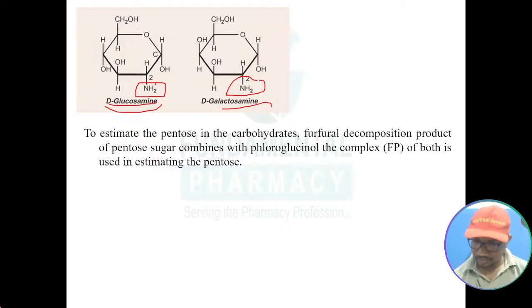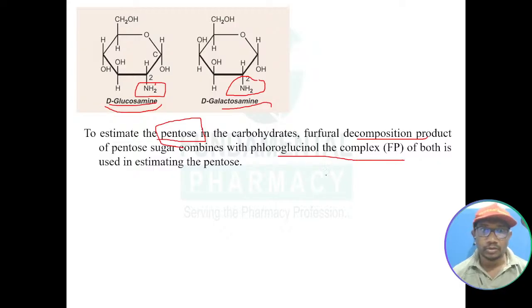Right? To estimate the pentose sugar in the carbohydrate, whether there is a pentose sugar or not in a carbohydrate, furfural, the decomposition product of pentose sugar, combined with phloroglucinol, the complex of both is used to estimate the pentose.